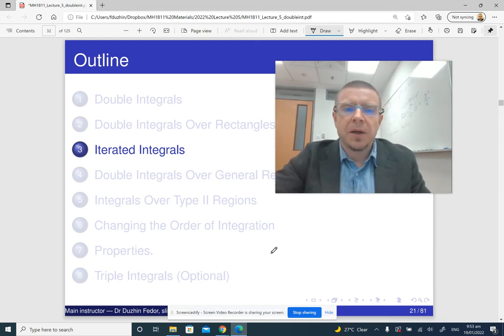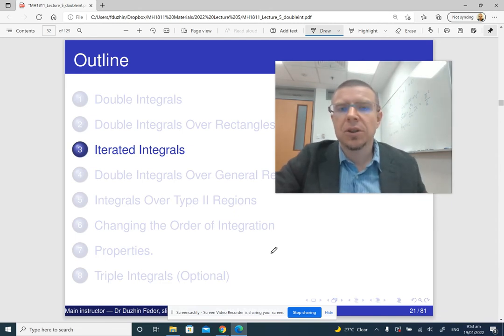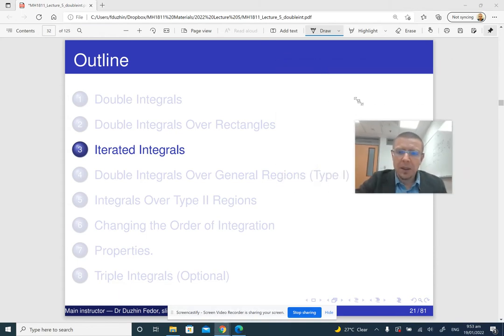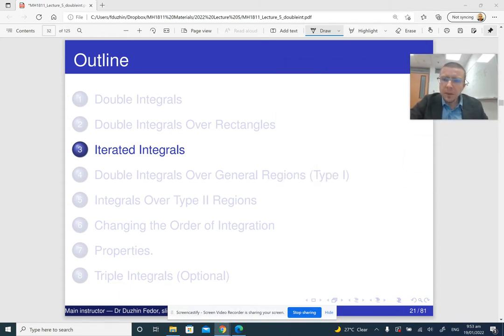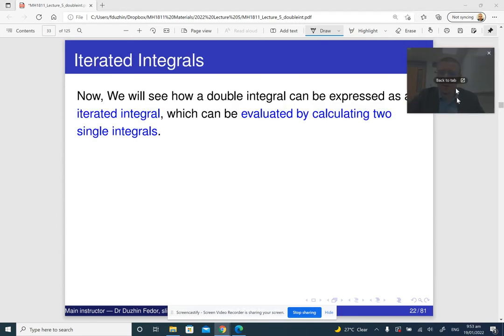All right, the next part is going to be about iterated integrals. It is going to be a bit long, so sorry about that, but it is crucial for understanding. There are going to be 4 examples of calculation of iterated integrals. Okay, so let's get on with the details.